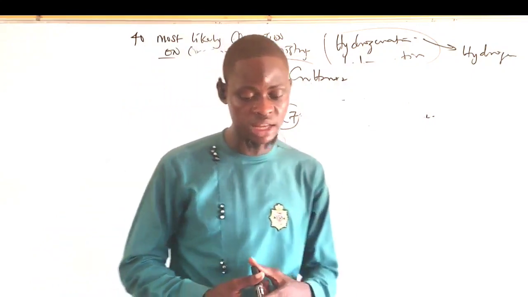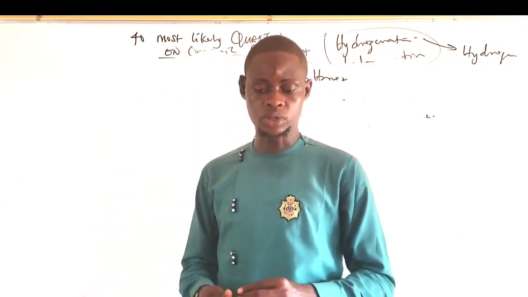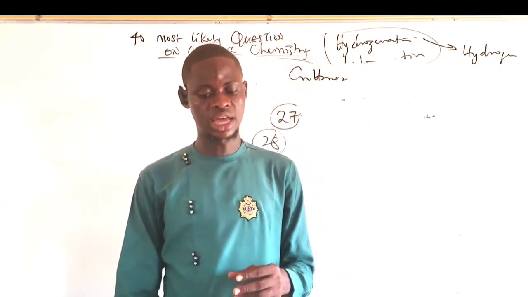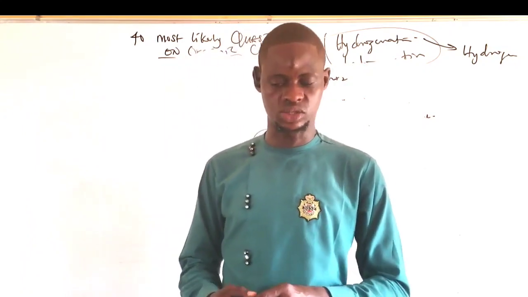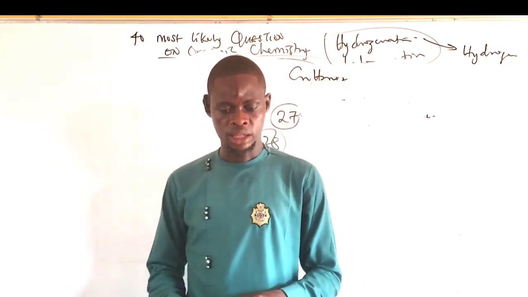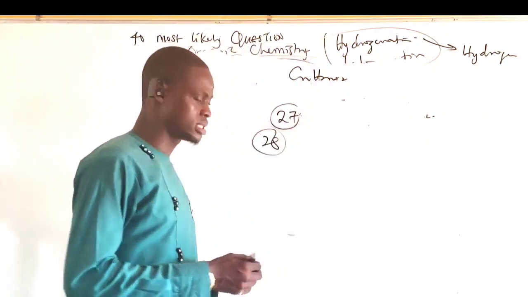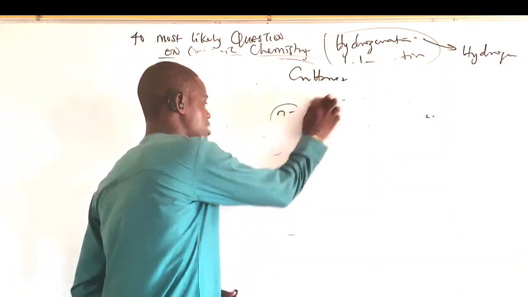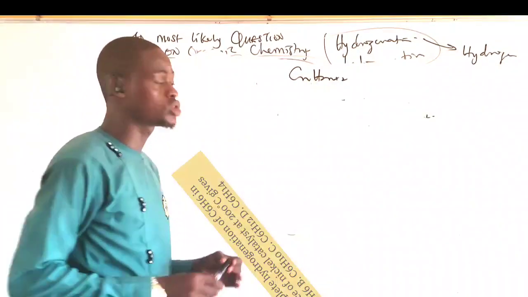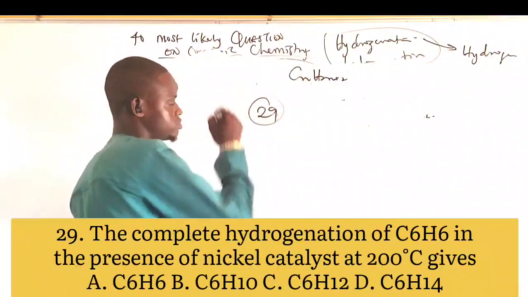Option A, we have ethane. Option B, we have ethanol. Option C, we have ethane-1,2-diol. And option D, we have ethanoic acid. So the answer is option C. That is my question 28. Now let's take a look at my question 29, so far under organic chemistry 1.